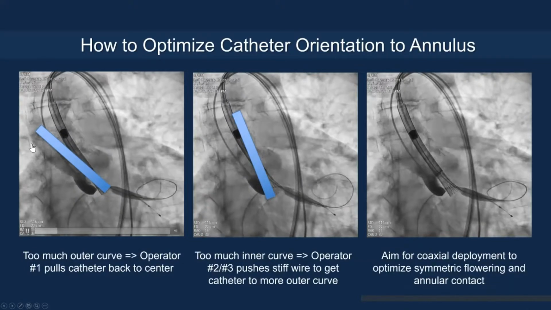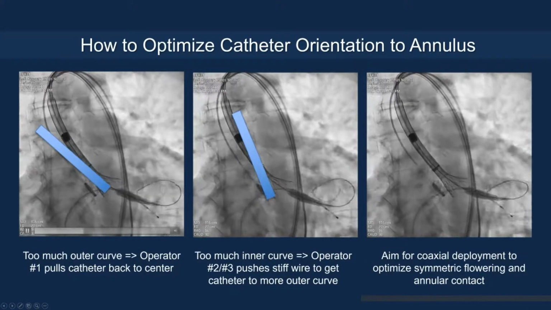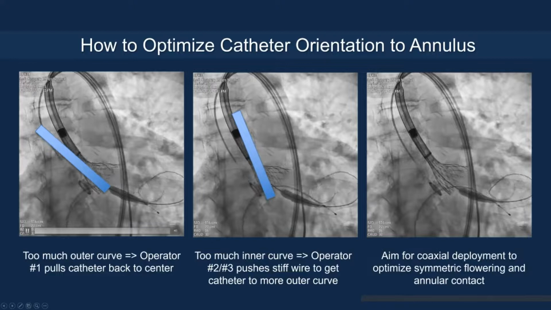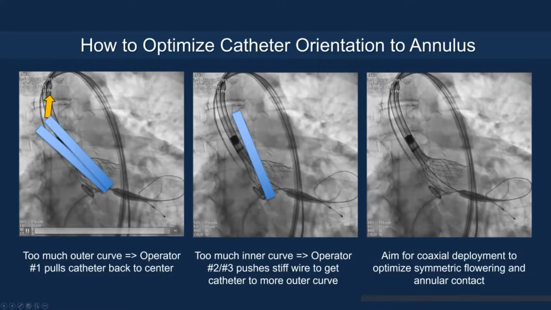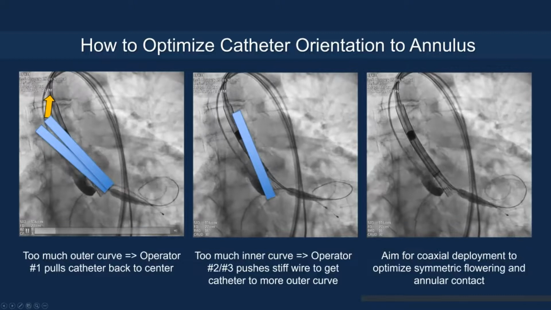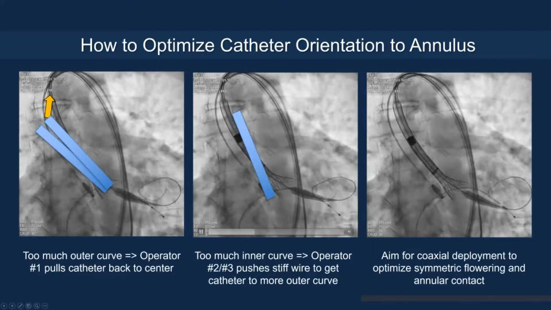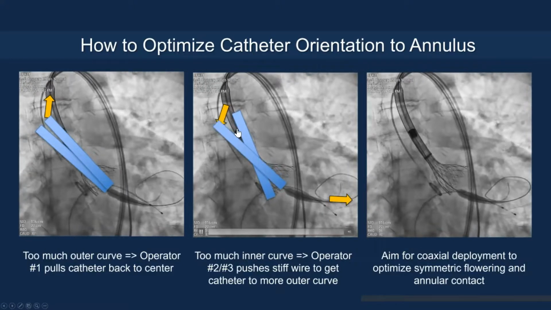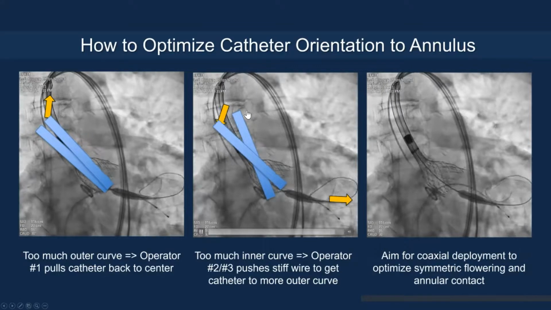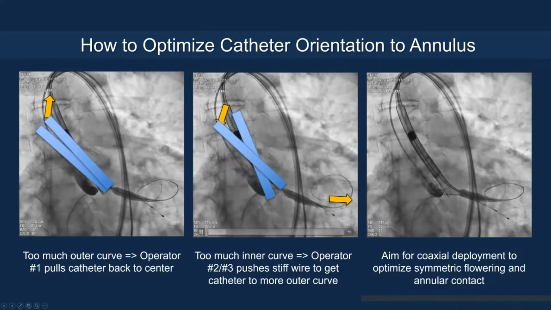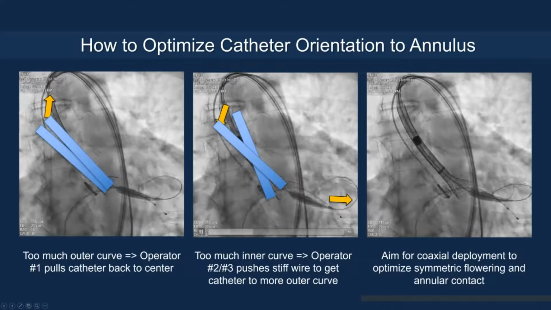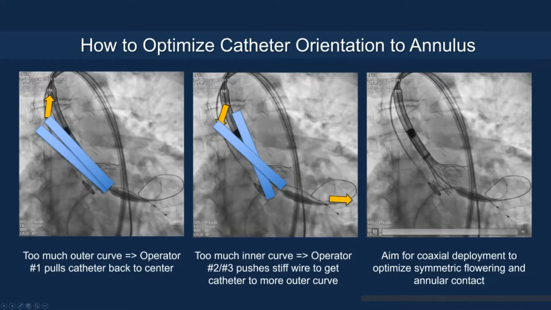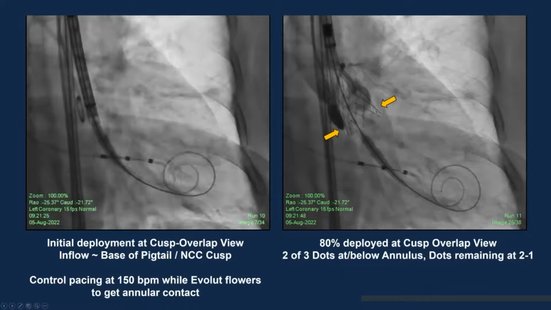So how do you do this? First of all, if you are in this situation on the left side where you have the delivery catheter too much in the outer curve, the easiest way is to have operator one pull back the delivery catheter towards more center. You don't need to really do anything with the wire. Now, if you have too much of the inner curve, what you want to do is to have operator 2 or 3, who manage the wire, push the wire so that the catheter will be more into the outer curve. And then you perhaps might need to adjust the catheter depth to optimize the initial annular contact. And of course, you want to aim for symmetric flowering and annular contact.